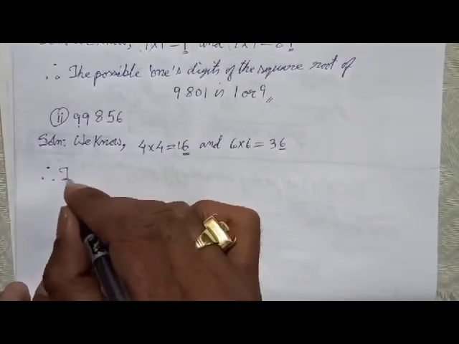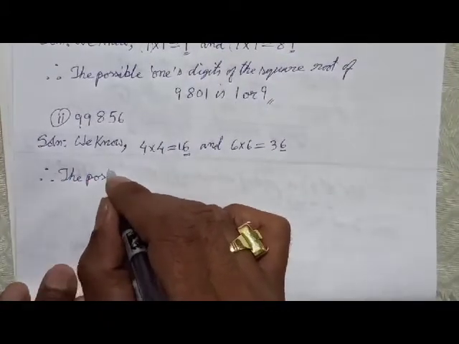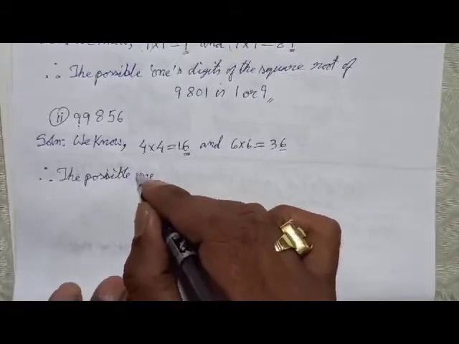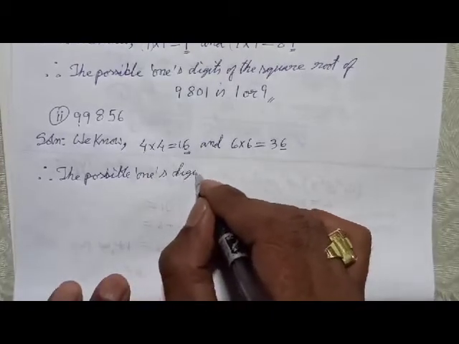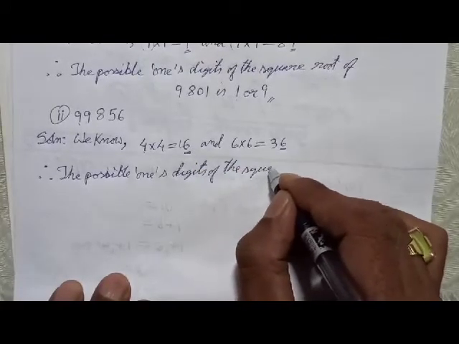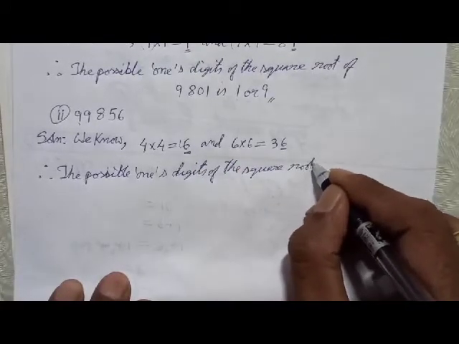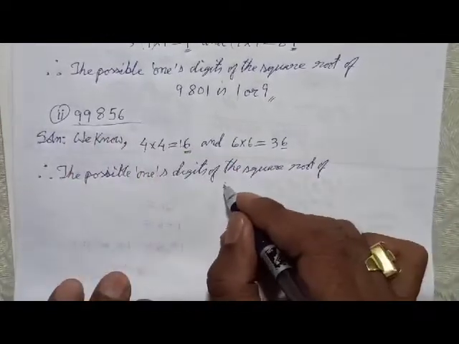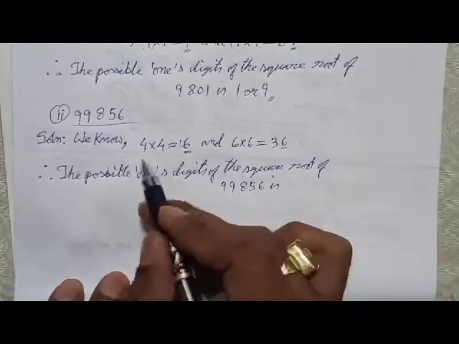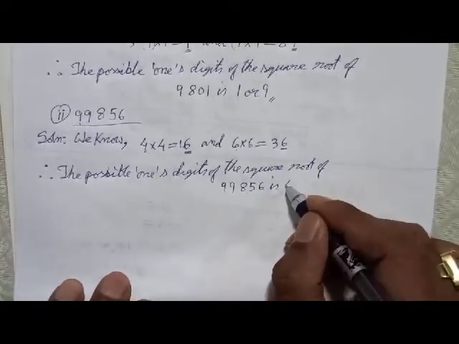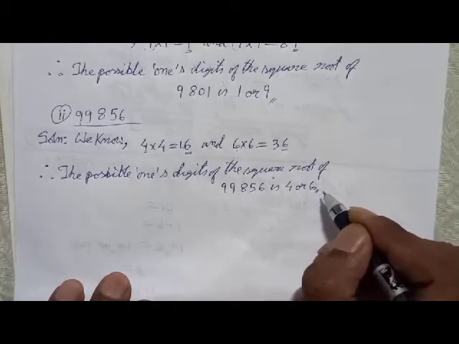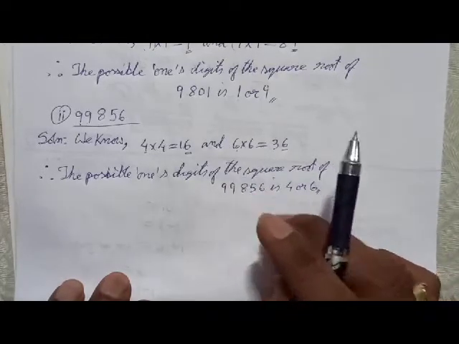Therefore, the possible ones digit of the square root of this number 99,856 is 4 or 6. 4 or 6, and this is the answer. Understand or not? This is same as Roman number 1.